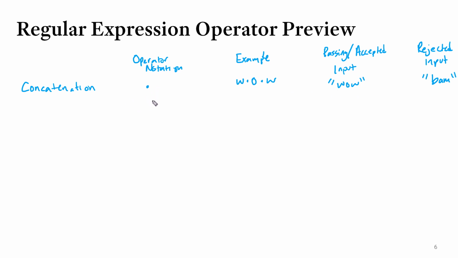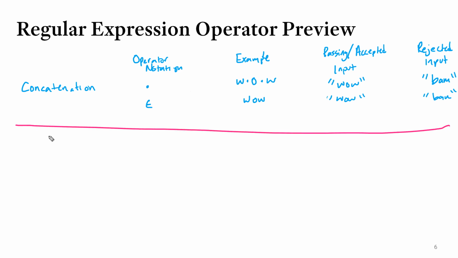I'm actually going to add another column here. This is the more formal way that you would specify a pattern that has concatenation. But because this is sort of the default, and so common that we want to specify sequences of letters that must follow one another, oftentimes this will be specified as an empty string, and we would just say WOW is the pattern, and it would match WOW. And it would reject BAM, or any other string that wasn't just WOW. All right, so that's hopefully a very straightforward and limited example of concatenation.